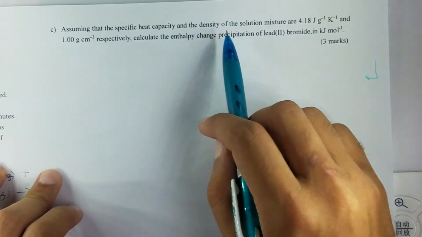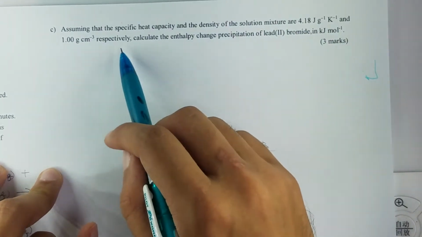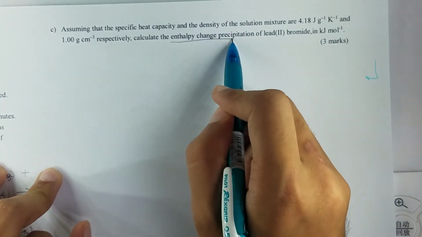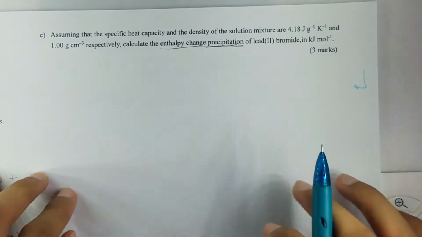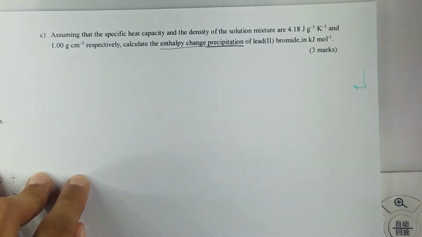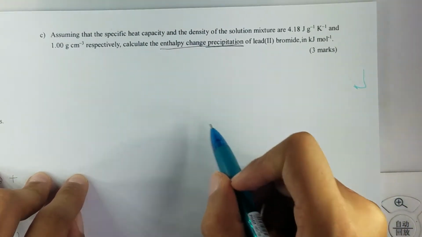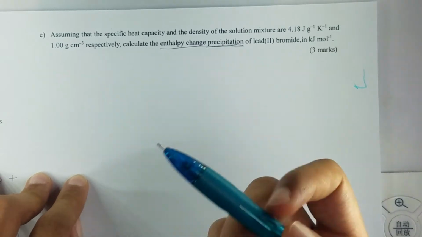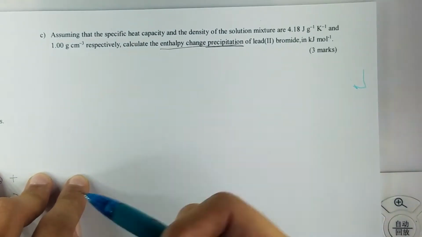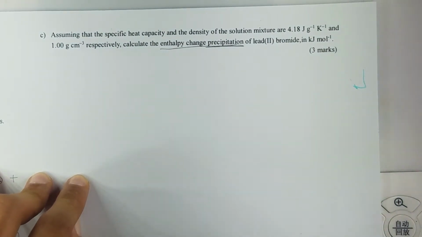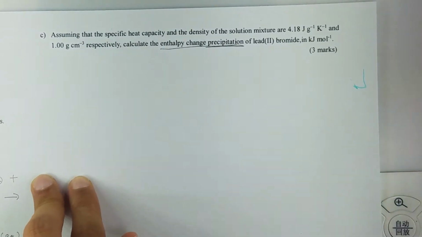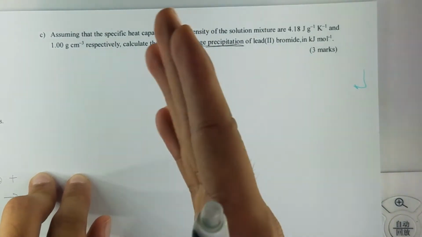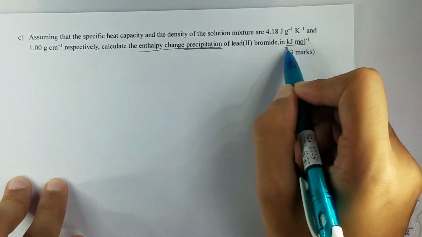Now, assuming that the specific heat capacity and density are the same, find the enthalpy change of precipitation. Now, you'll be like, sir, we have not learned precipitation, why are we even solving this? You will come across many different terms. But you will notice this uses the concept of enthalpy change of neutralization. Precipitation is also exothermic. Since you don't have to know the definition for it, for the reaction mixture the approach will be exactly the same. We have to find kJ per mole.